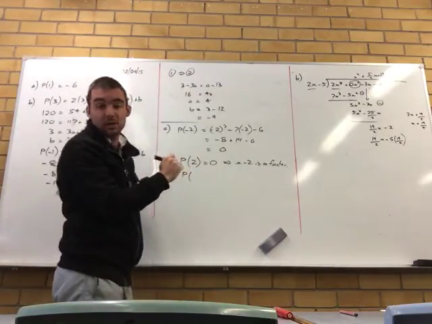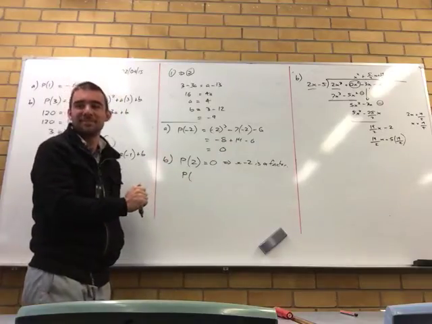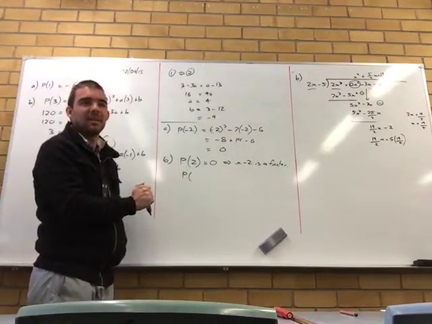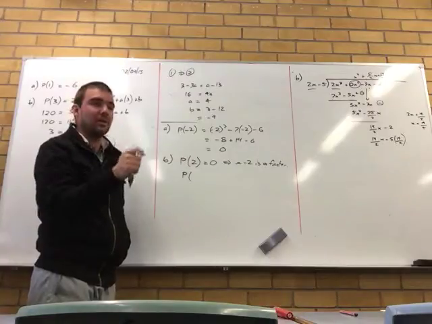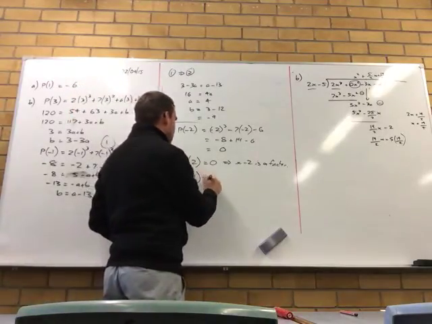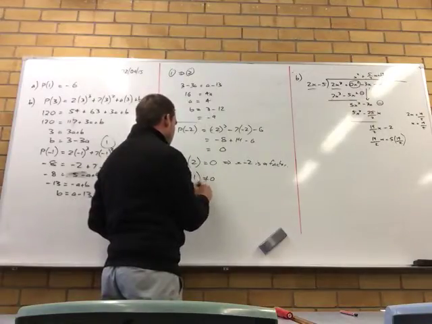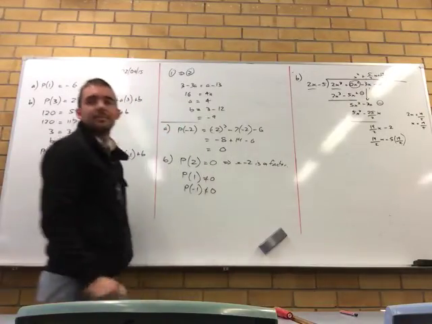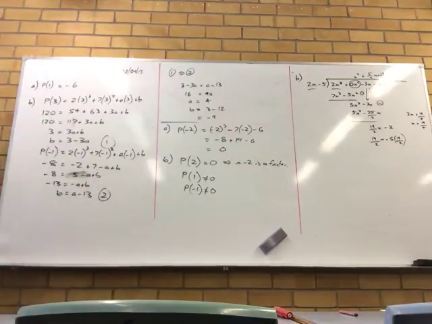So 1 and negative 1 didn't work? I got that P of 1 is not 0. P of negative 1 is not 0.